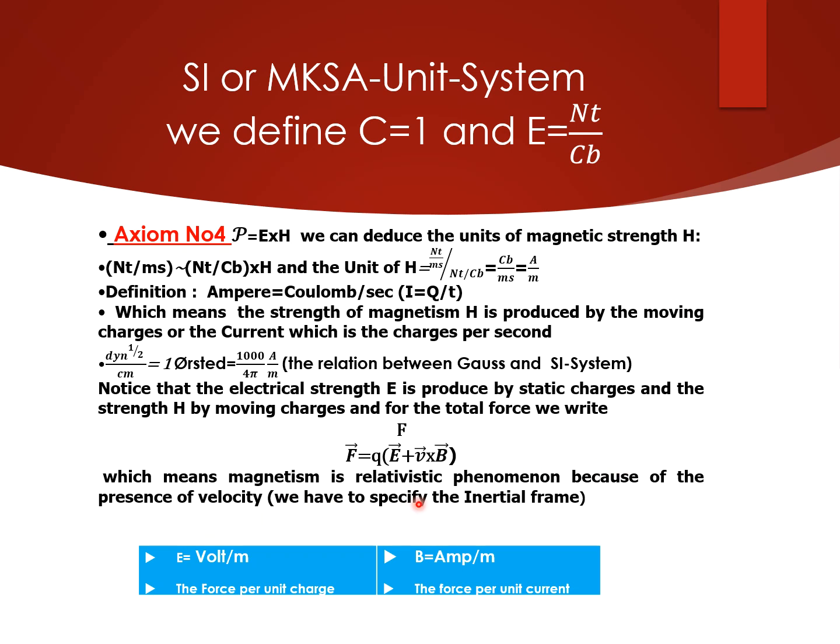We have to specify an inertial frame of reference. In summary, the unit of electric strength E is volt over meter, which is the force per unit charge, and for the magnetism B is ampere over meter, which is the force per unit current.